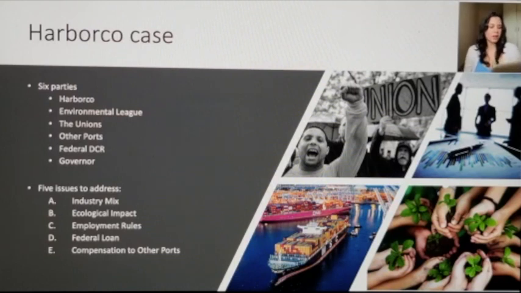The 5 parties are the Environmental League, the local federation of labor unions, other ports of the region, the Federal Department of Cultural Resources, and the government of the city. And there are also 5 issues to be addressed: industry mix, ecological impact, employment rules, federal loan, and compensation to other ports of the region. And as we know, each party has different interests, and some issues have more weight than others.